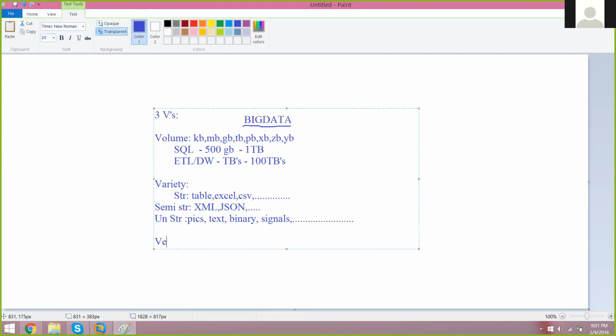And next one is the velocity of data. Velocity is nothing but the execution time or process time. Okay, so let's take an example. Suppose we have 10 GB of data in our machine. It is taking 1 minute. Okay, so at the same time, if the data is 100 GB, how much time will it take by default?